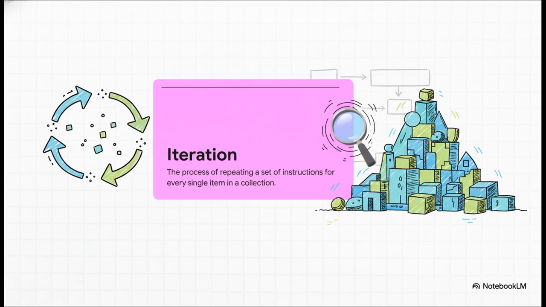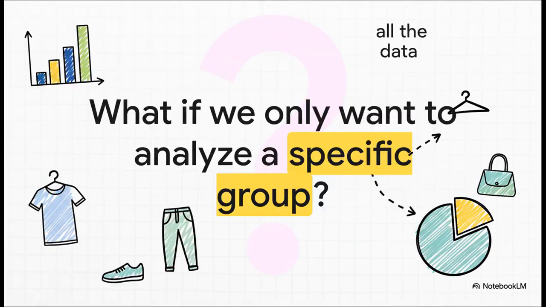You know, this step-by-step repetitive process, it actually has a name. It's called iteration. And this is basically the engine that's going to power our whole analysis. It's how we can systematically work our way through a mountain of information without missing a single piece. Okay, so iteration works. It's great. But now things are going to get a little more interesting.